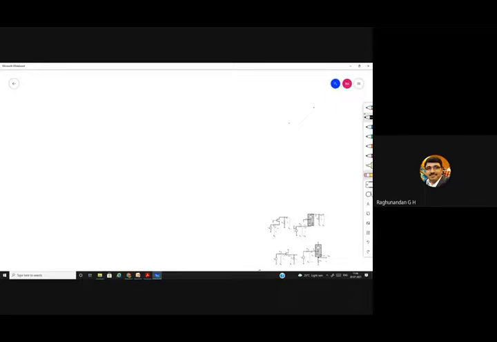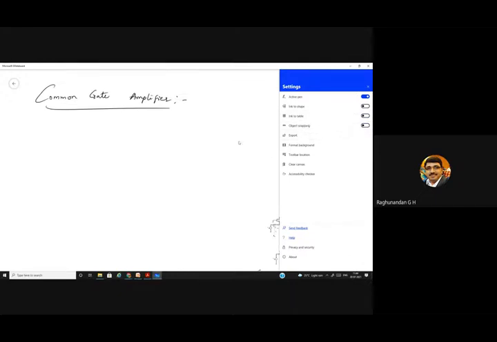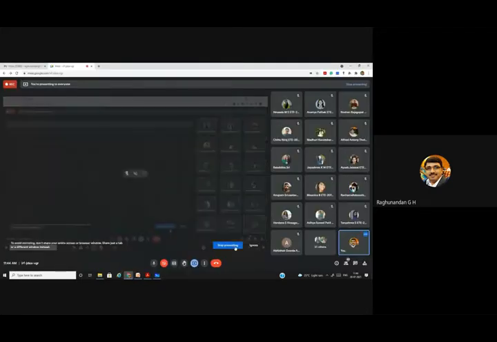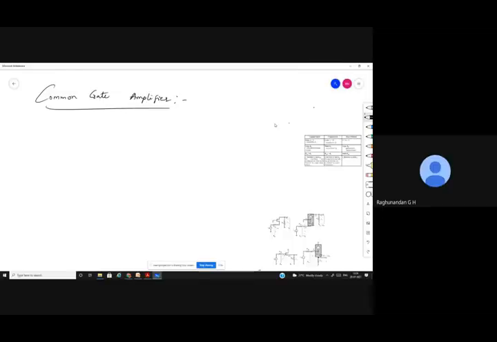After this, we have the next one, common gate amplifier. So this we will do in the next class. Okay, the next one is common gate amplifier.